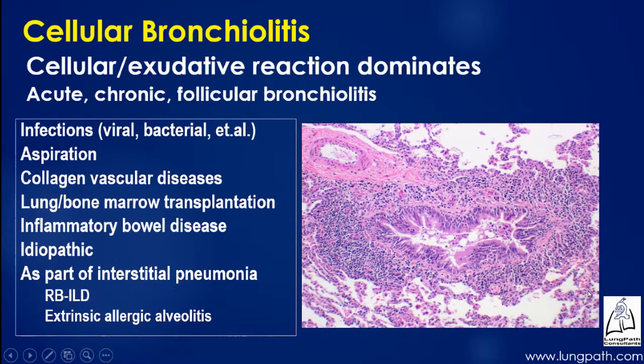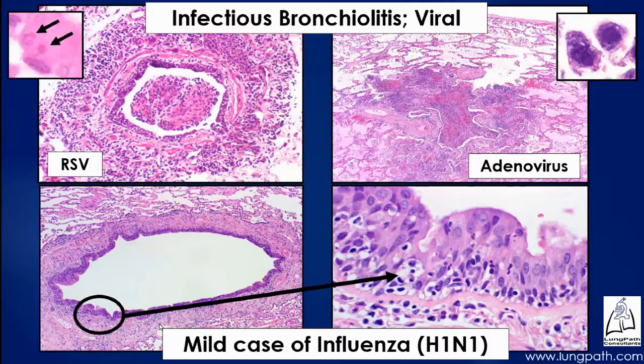A cellular bronchiolitis can be a component of RB-ILD or extrinsic allergic alveolitis, which is another term for hypersensitivity pneumonitis. Here are some examples. COVID right now is causing a rampant cellular bronchiolitis in some patients, and in some it gets a lot worse. Respiratory syncytial virus is a good cause of a cellular bronchiolitis, and if you're lucky, you can see the little cytoplasmic eosinophilic inclusions. Adenovirus produces a necrotizing cellular bronchiolitis, and again, if you're lucky, you can see the inclusions.